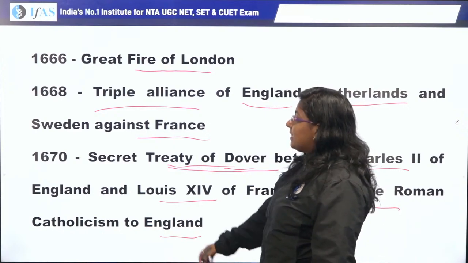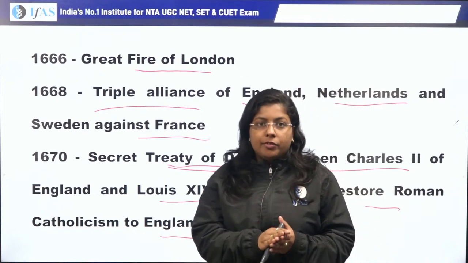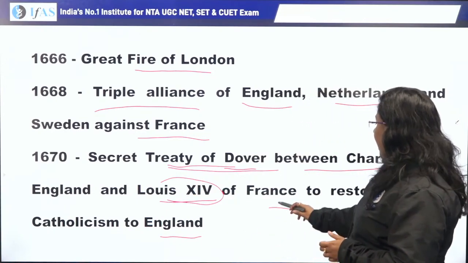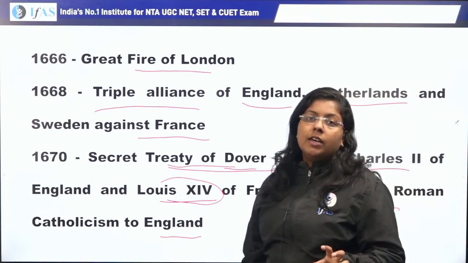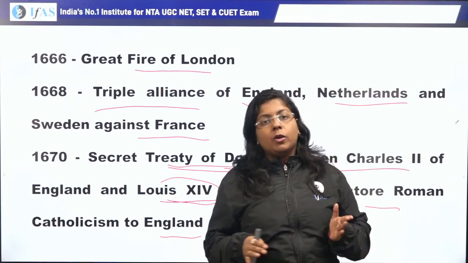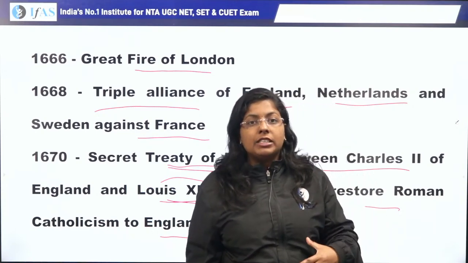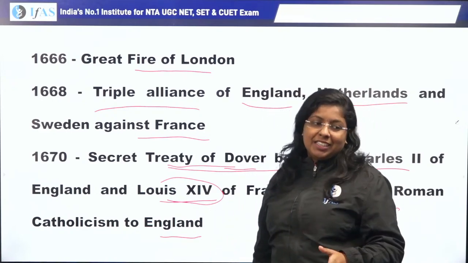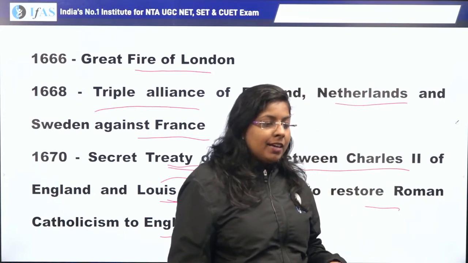So in 1670, they made the Treaty of Dover between Charles II of England and Louis XIV of France to restore Roman Catholicism to England. For what purpose? To restore Roman Catholicism in England. That's all about 1670. Have you got it? Kinda, Pratik, Das, all of you got it?